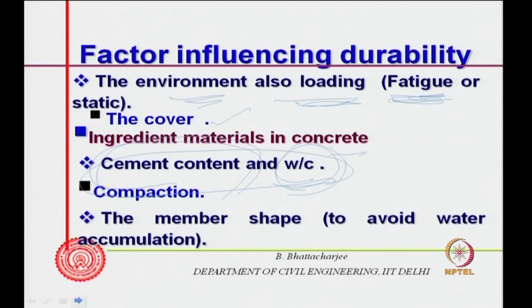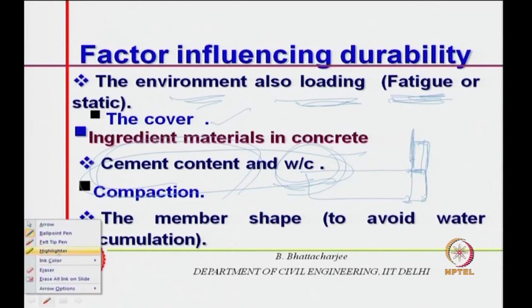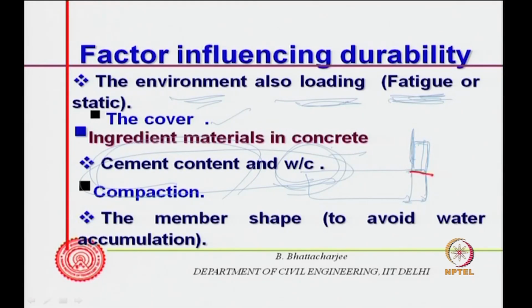The member shape to avoid water accumulation, this is a practical scenario. I can just tell you some cases. For example, if this is a balcony slab, there is a sort of finish here, a small parapet, a small fascia beam sort of thing. Now, you have a spout hole to drain out water. This spout hole should be somewhere there, quite often you might find it there. So, the water accumulation can take place in this zone.